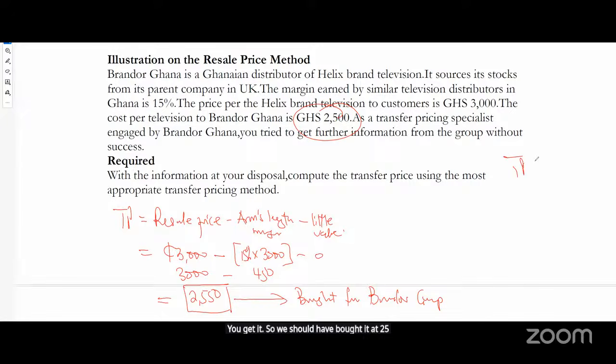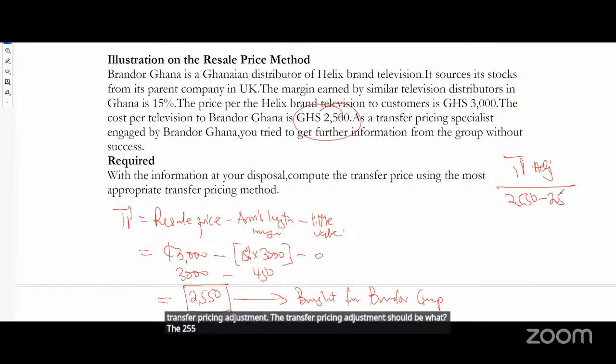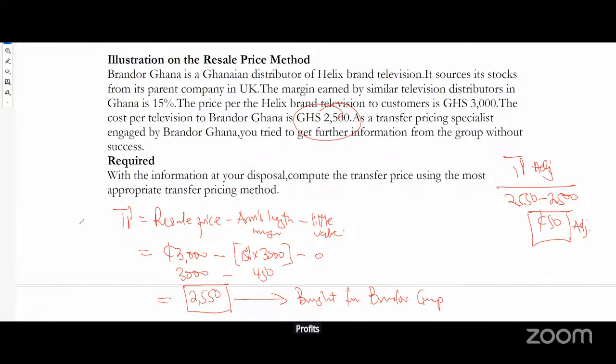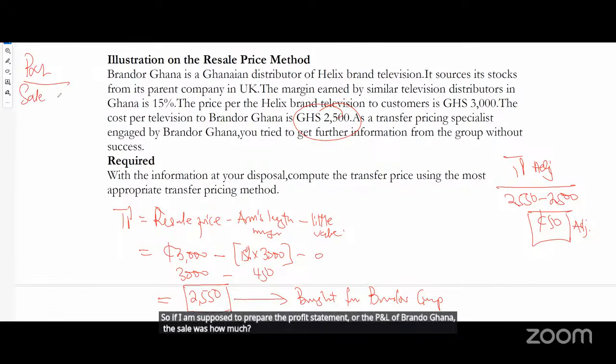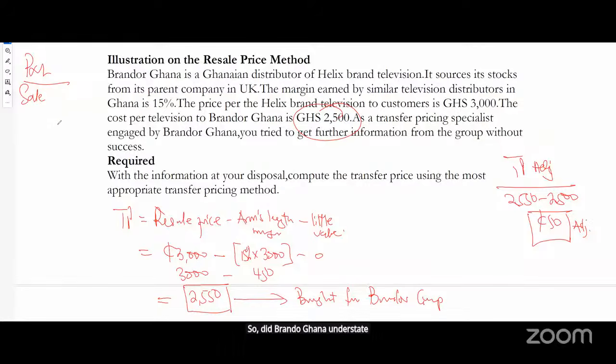So what's the transfer pricing adjustment? It should be the 2,550 minus the 2,500, which means we'll pass 50 cedis per unit as an adjustment to our profits. So if I am supposed to prepare the P&L of Brando Ghana, the sale was how much? So did Brando Ghana understate or overstate profit?